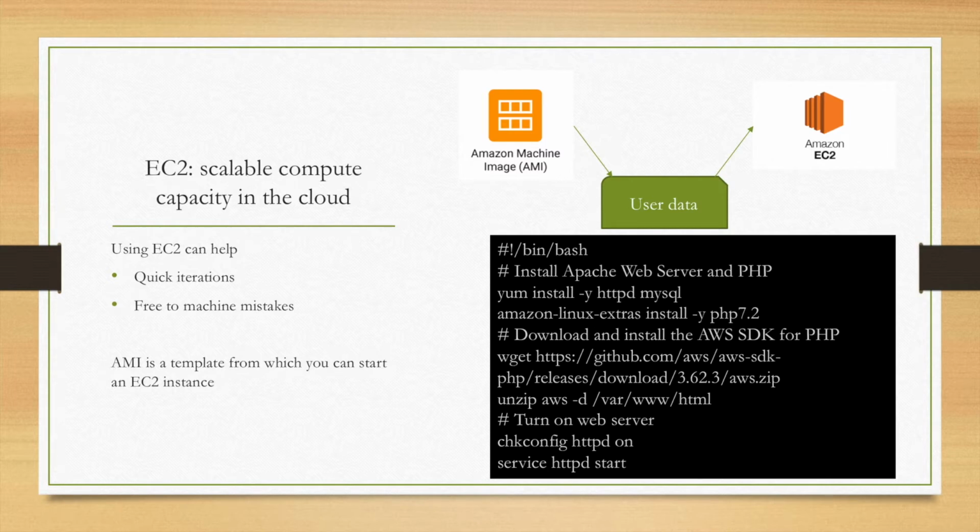At the right side of the picture, we can see an example of the user data. In this user data, we can see that, using the AMI, it also installs some packages, downloads code, and then starts the HTTP server. So when this EC2 instance is started, you already have the full stack web server.